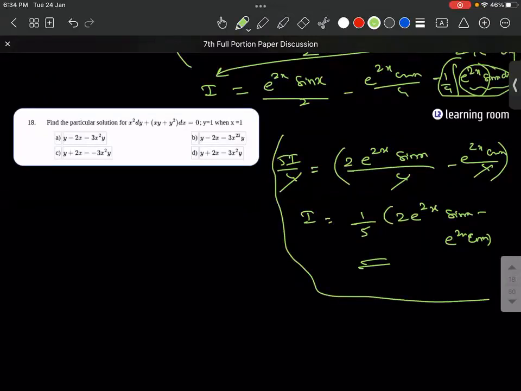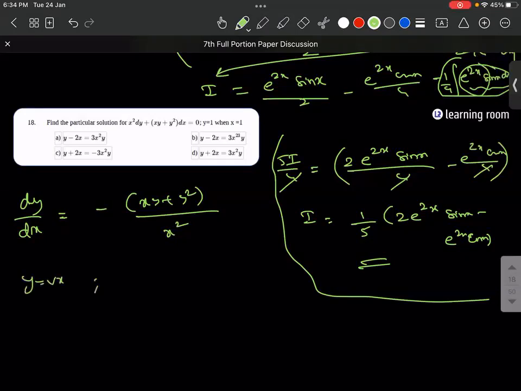Find the particular solution of x squared dy plus xy plus y squared dx is equal to 0 when y is equal to 1 and x is equal to 1. Tell me. So dy by dx is equal to minus xy plus y square by x square. It's a homogeneous function. So y is equal to vx. Dy by dx is equal to v plus x into dv by dx. Am I right?